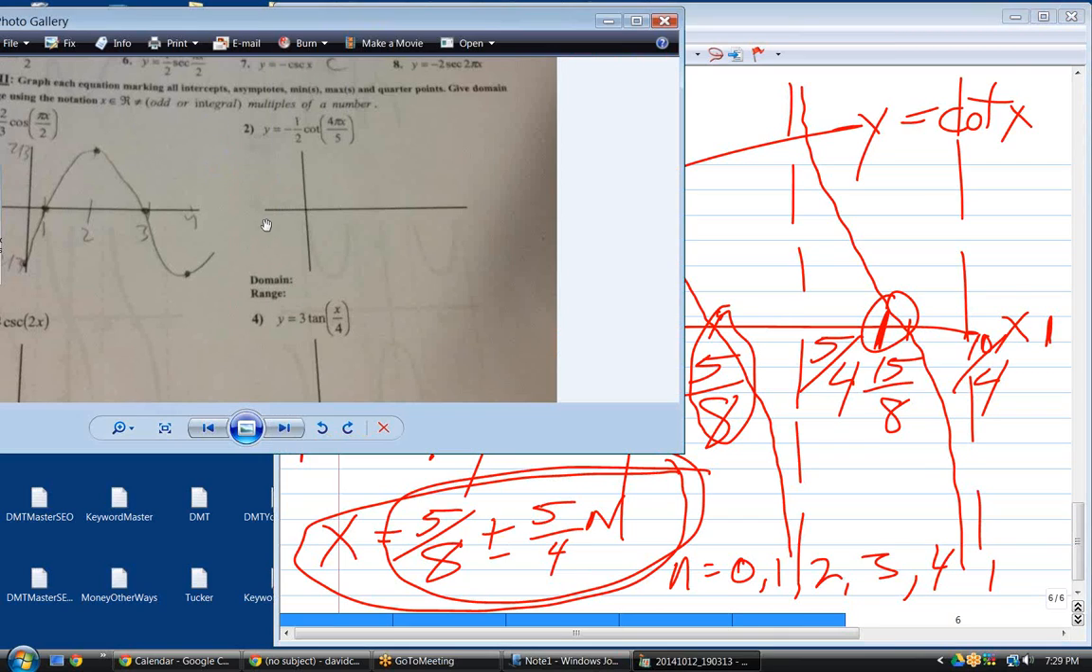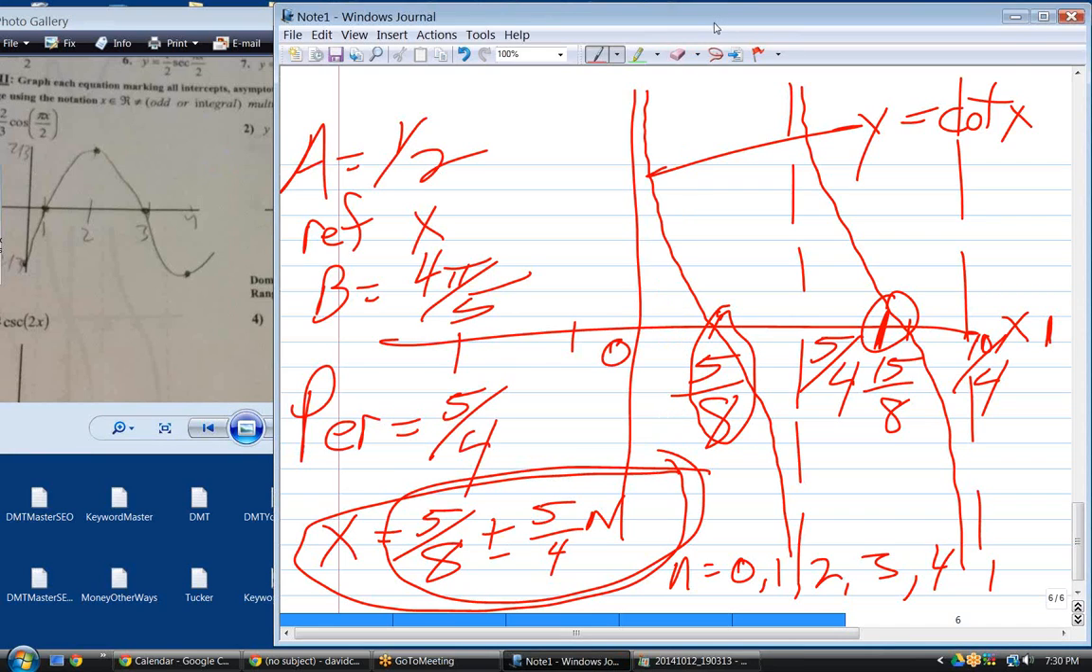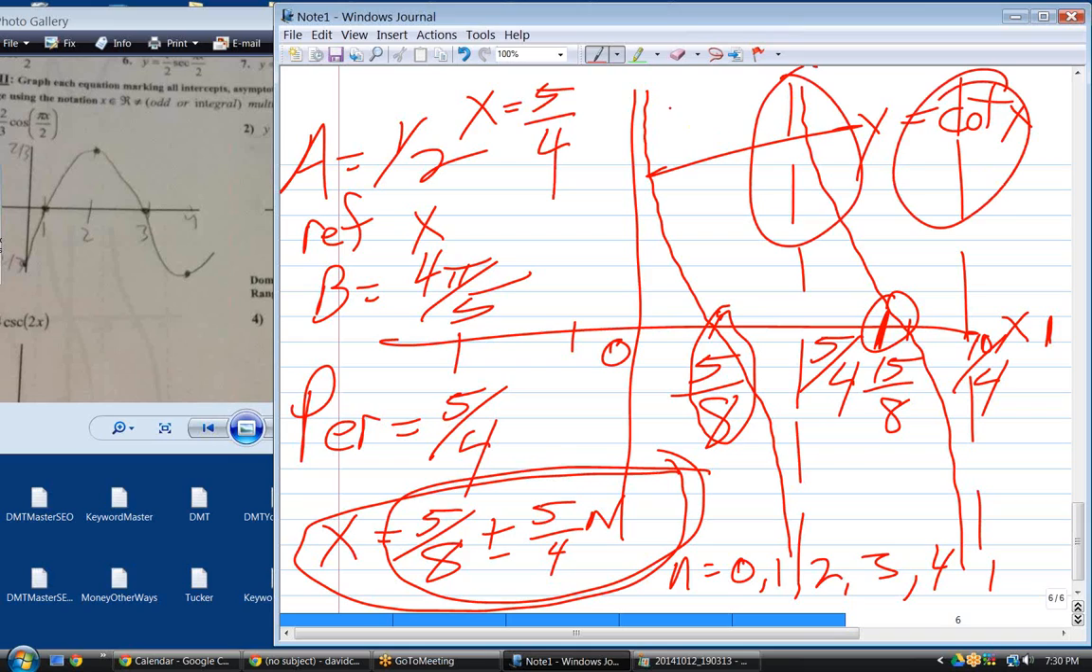All right, let's see. Asymptotes. Where are my vertical asymptotes? 5/4 and 10/4. Well, x equal 5/4 is certainly this vertical asymptote. I got another one over here and a bunch more. So it's 5/4 plus 5/4 n, plus or minus. In other words, when n is 0, your vertical asymptote is at 5/4. When n is 1, the vertical asymptote is at 10/4, and so forth. So that's the definition for vertical asymptote.